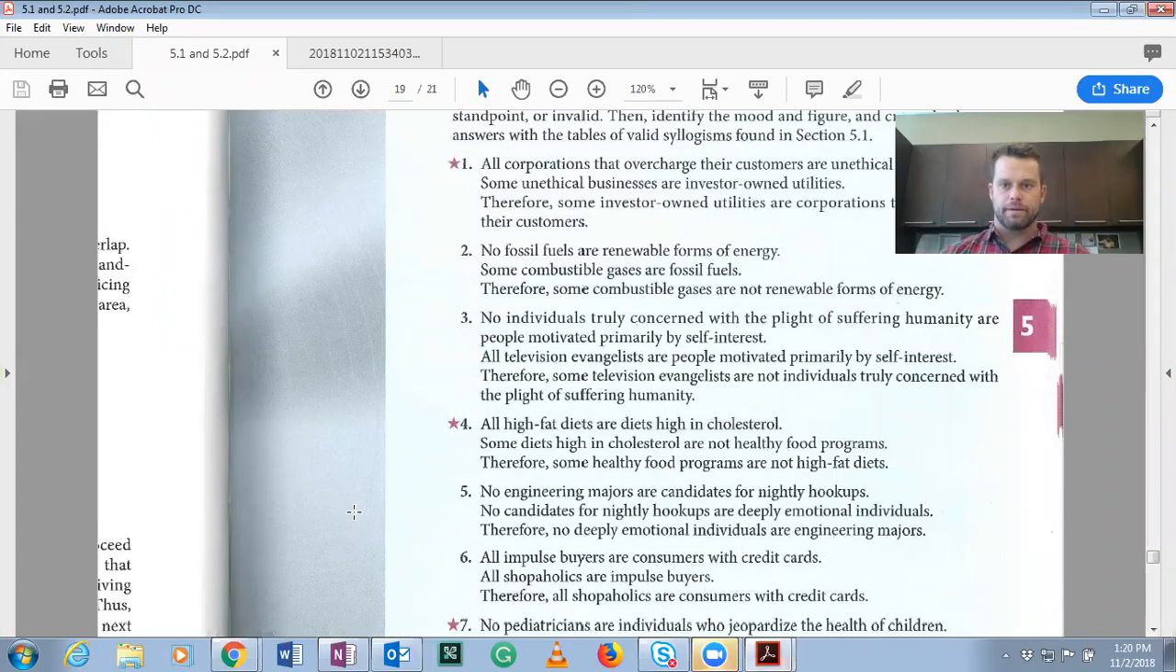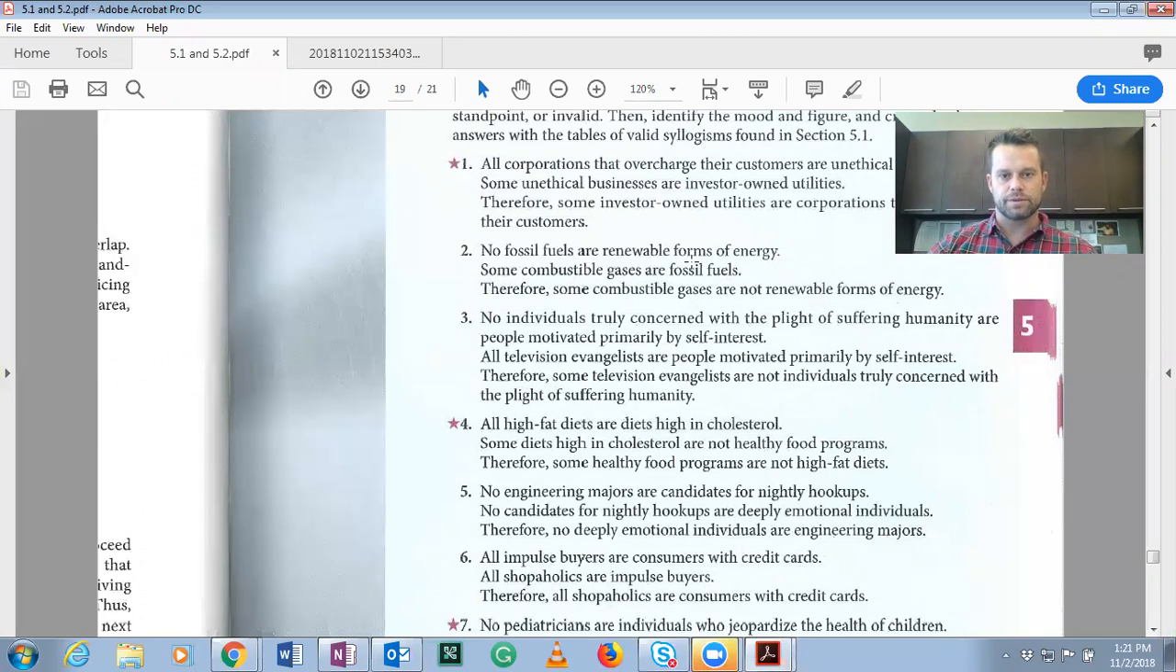Hi everyone. This video is going to be about how to fill out 3 circle Venn diagrams for categorical syllogisms to determine validity of arguments. So we'll start with number 2 here. No fossil fuels are renewable forms of energy. Some combustible gases are fossil fuels. Therefore, some combustible gases are not renewable forms of energy.